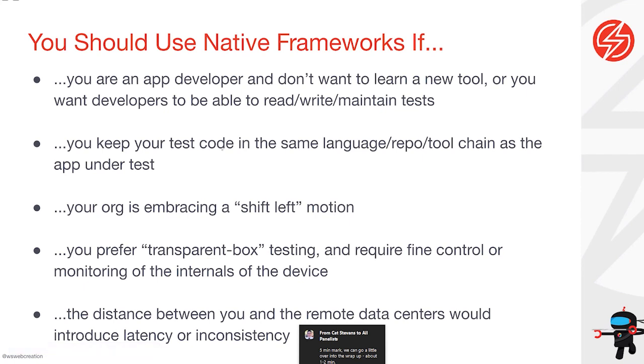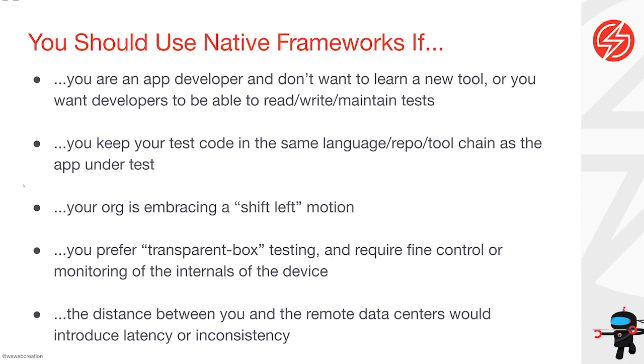So native frameworks are good if you are an app developer and you want to shift left. You don't want to learn a new tool. You don't want to learn a new language. You want to be able to read, write, and maintain tests. You should use a native framework. It's a no-brainer. Why in the world would you stick Appium in there when it's got this whole other tech stack that it was built upon? If you keep your test code in the same language as the app under test, or your org is embracing a shift left motion, it seems like native is an obvious choice.